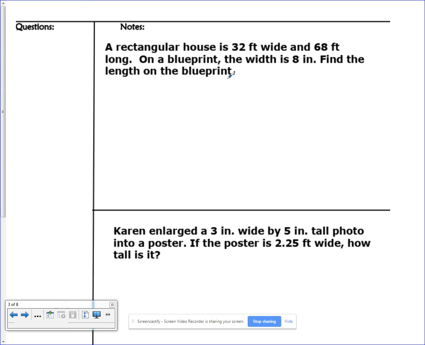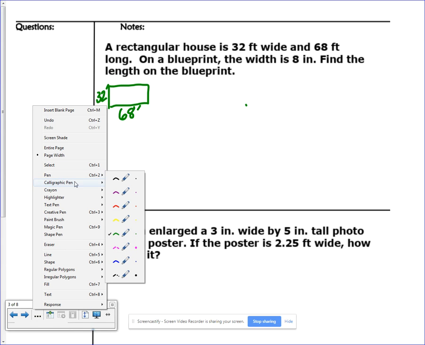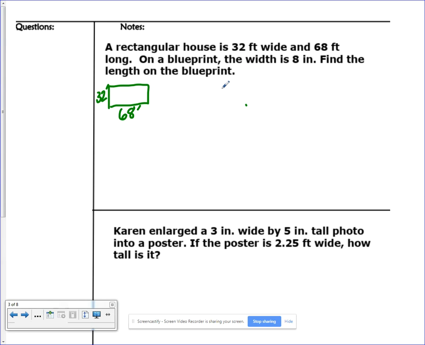Flip your paper over. Let's look at a couple more. A rectangular house is 32 feet wide and 68 feet long. I got to draw a picture. All right, 32 feet and 68 feet. A blueprint is like a drawing of it. On the blueprint, here's what happens. Clearly, we're not going to have the same exact size. It says that the width is 8 inches. So this is like the baby version, teeny tiny. The width is 8 inches. And the length is, I don't know.